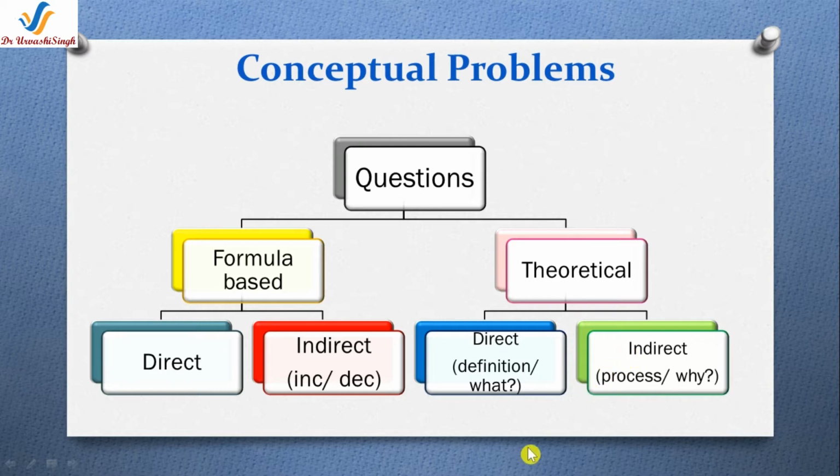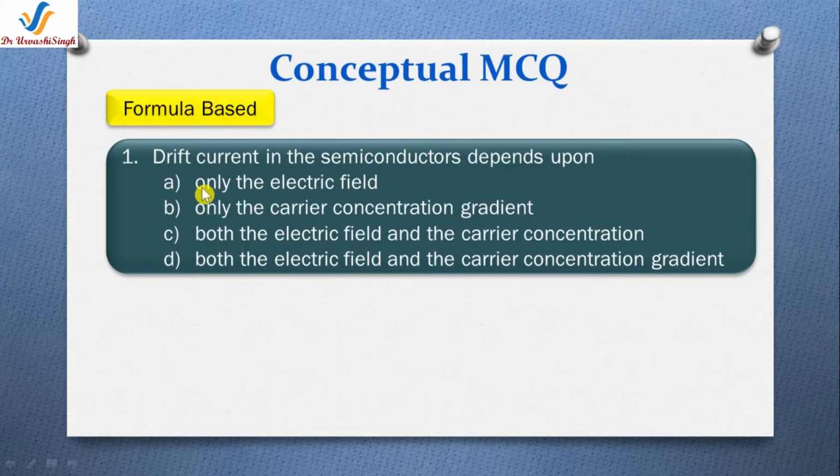For a better understanding, let's see some examples on semiconductor topics. The first one is: drift current in the semiconductors depends upon, options are only the electric field, only the carrier concentration gradient, both the electric field and the carrier concentration, and last is both the electric field and the carrier concentration gradient. So, can you answer this?